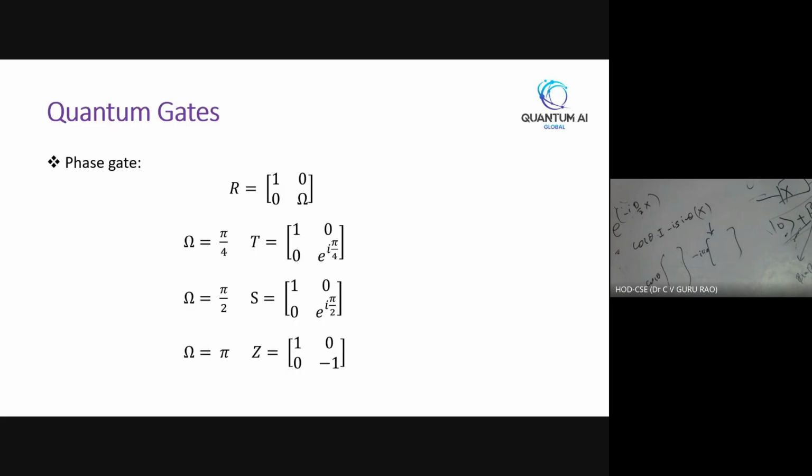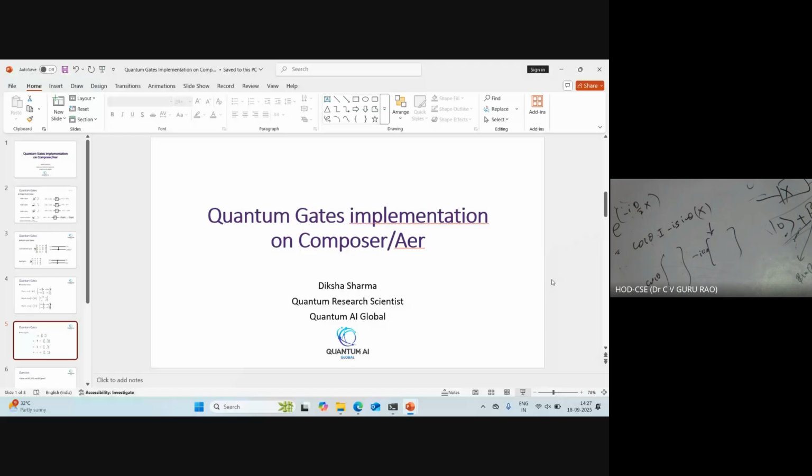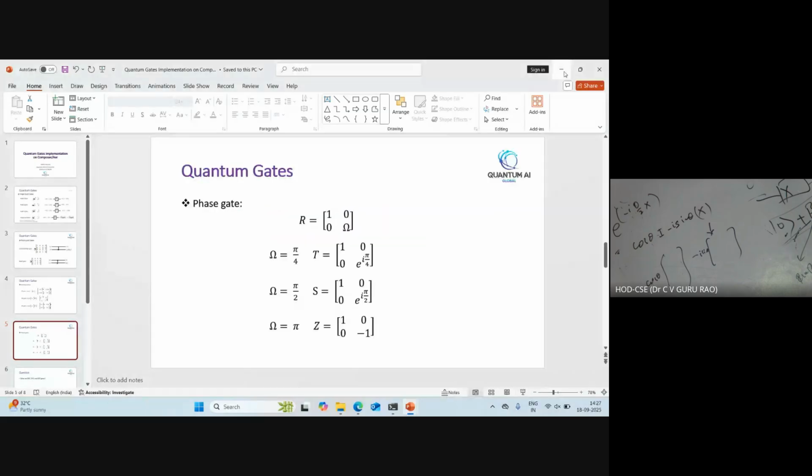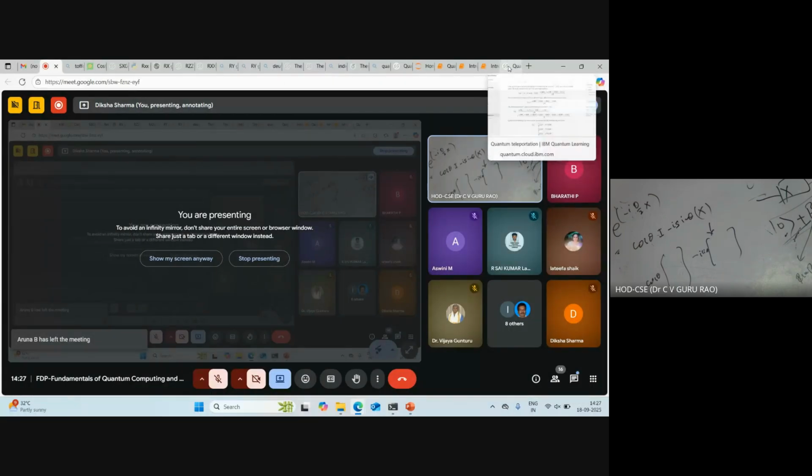So I'll just show you how these gates look on the Bloch sphere. Just note down the names. You will find everything on the internet. First of all, I'll go to Composer, just to show you how the IBM Composer looks like.